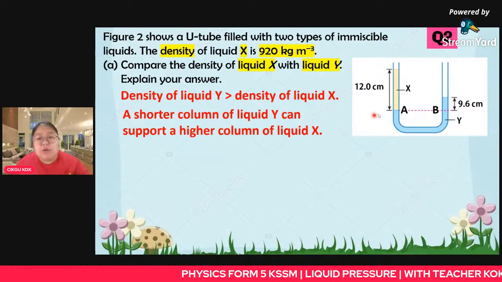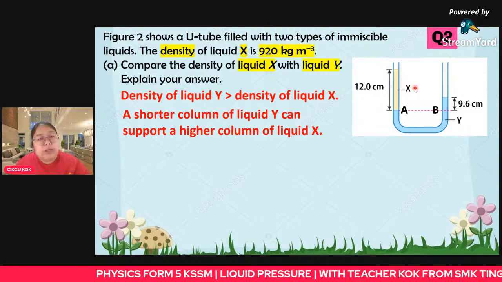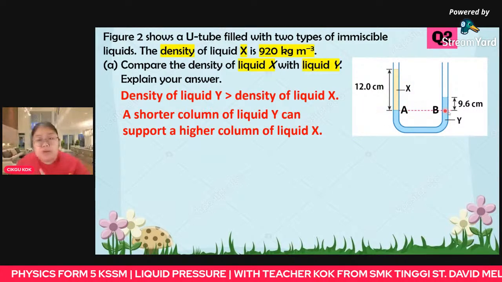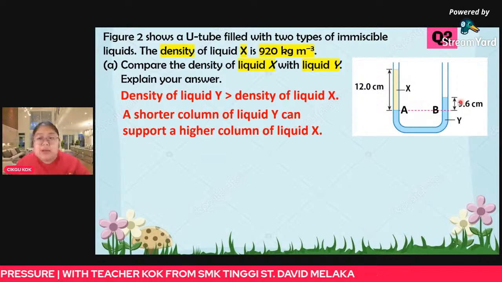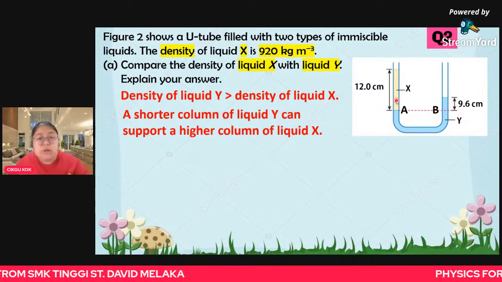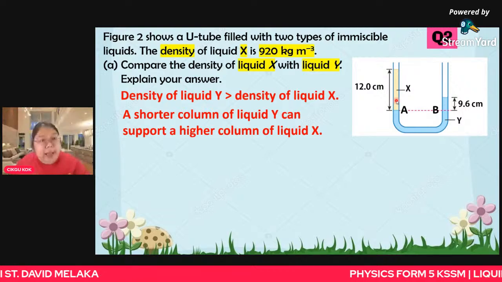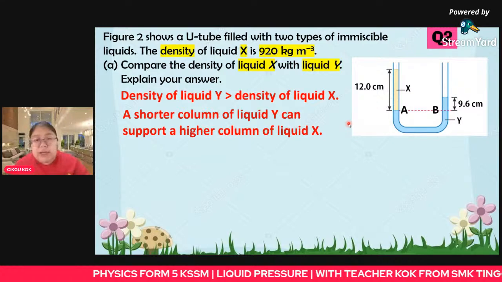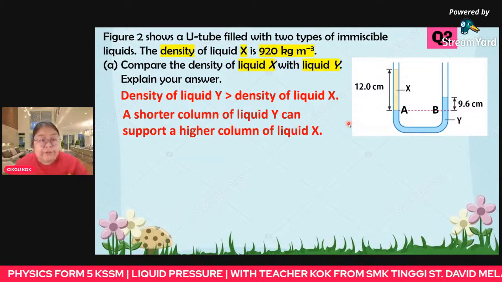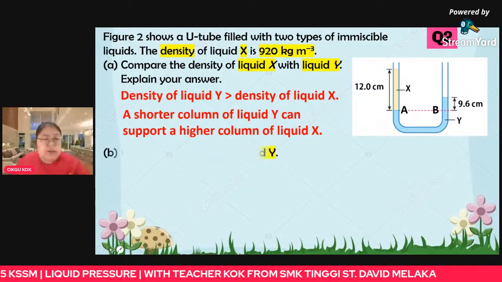So that's why I call you to draw the line where the two liquids differ. We draw one straight line, so that means we differentiate the two liquids. Finally we can see the liquid Y just using 9.6 cm to support 12 cm of the liquid X. So this is the reason why we need to draw the line, so we can see very clearly the two different liquids. Then we continue to the next one.